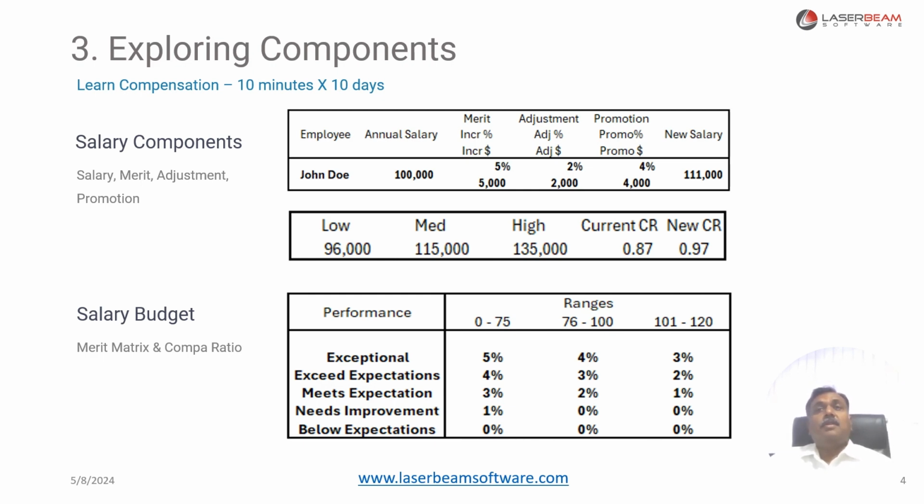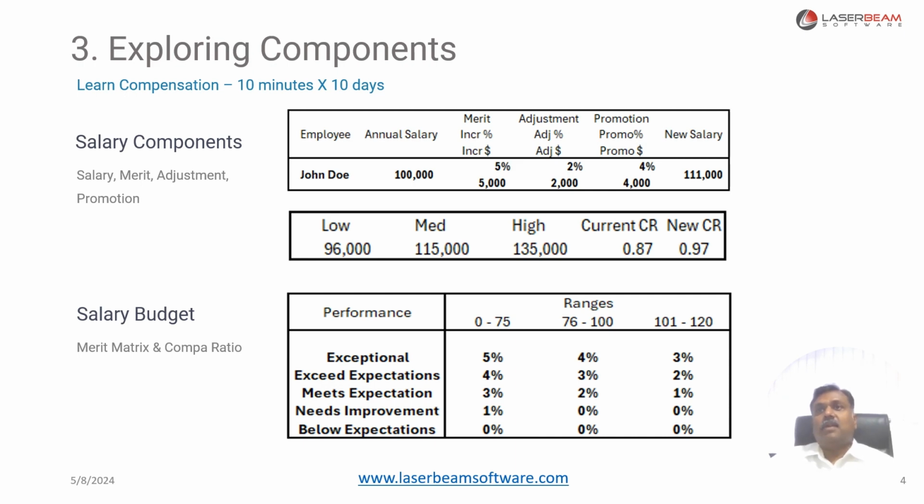So then again, you have an adjustment component. We need to bring John up to market. So we're trying to bump him by another 2%, so it gets another $2,000. That comes in as an adjustment component. And then a promotion, he's getting promoted too. So you get $4,000 for the promotion. So in total, he's getting close to $11,000 as an increase.